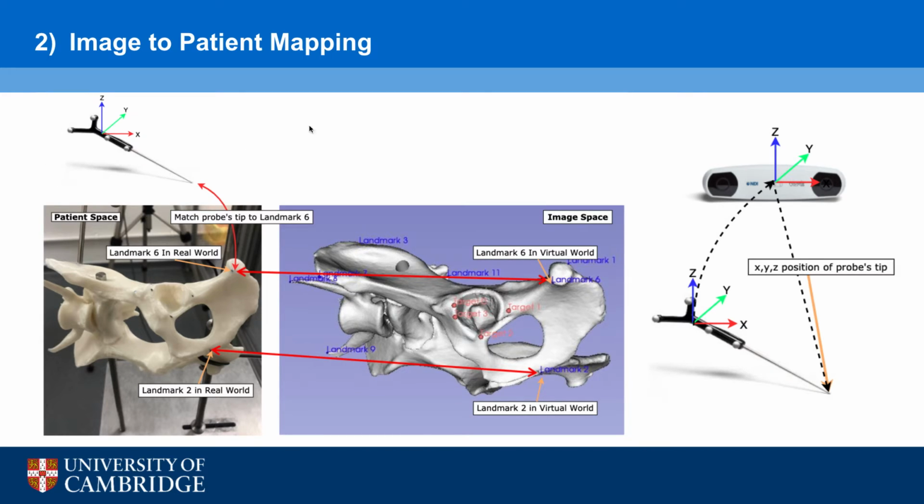Well, we use this probe. And the way this probe works is that these 4 markers reflect infrared light, and once calibrated, I'm always able to obtain the XYZ position of this probe's tip. So you can imagine that if I just match the probe's tip to each of these landmarks for all 12 landmarks, I have my 2 sets of corresponding points, and I can just find the transformation between them.